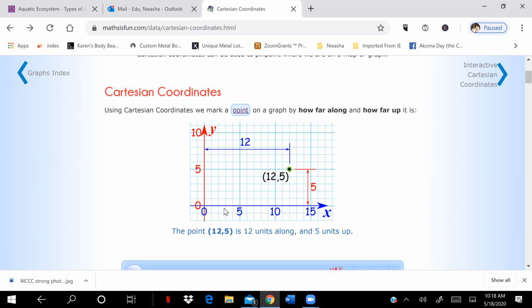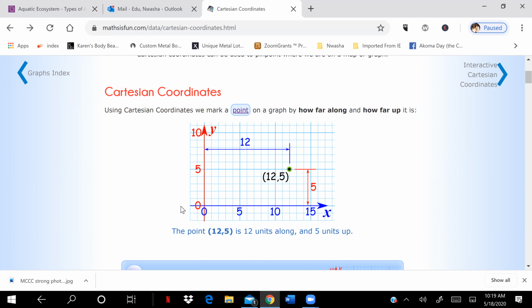I don't know. But what you have to remember is that the point is telling you how far along and how far up. So when you do this point, like this one is saying 12,5, it's always the X line first. So it's always an X, comma, a Y. This point means to go over 12 and then up 5. And that's how you're gonna find the point.